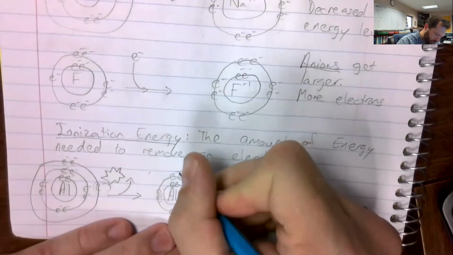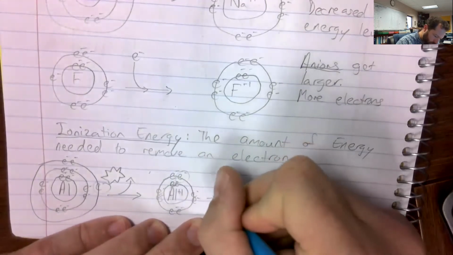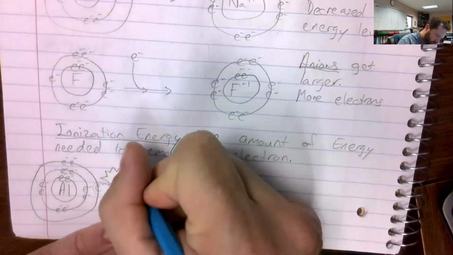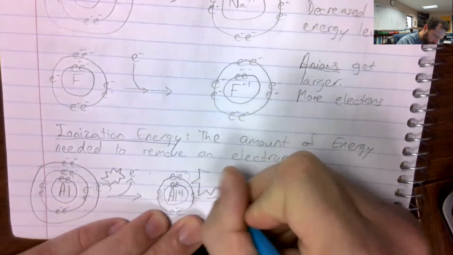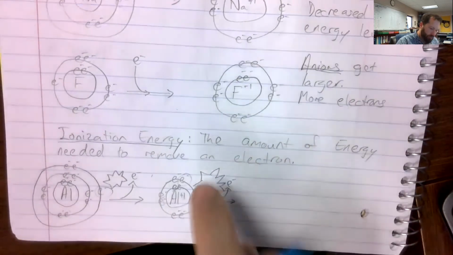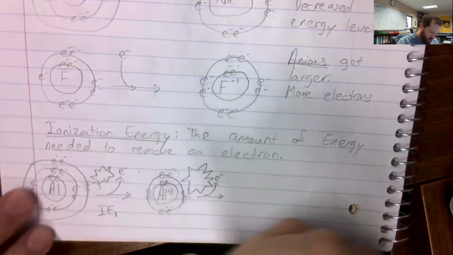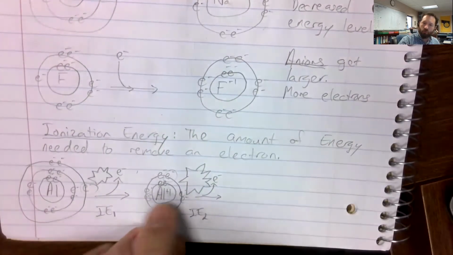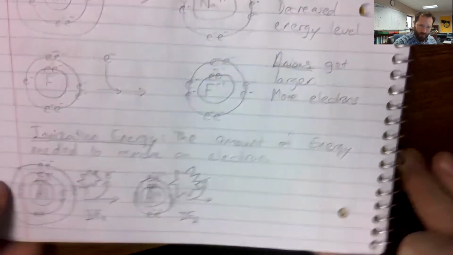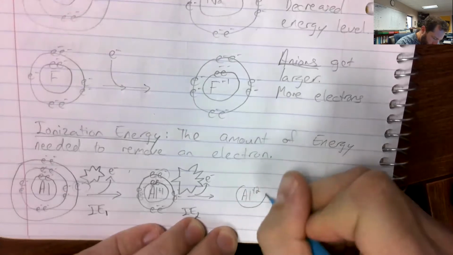So what happens when we take this next electron? Well, it's going to be a little more energy. A little bit bigger starburst. So here's our ionization energy 1. Here's our second ionization energy, the amount of energy to remove a second electron from aluminum. Now we have aluminum +2.